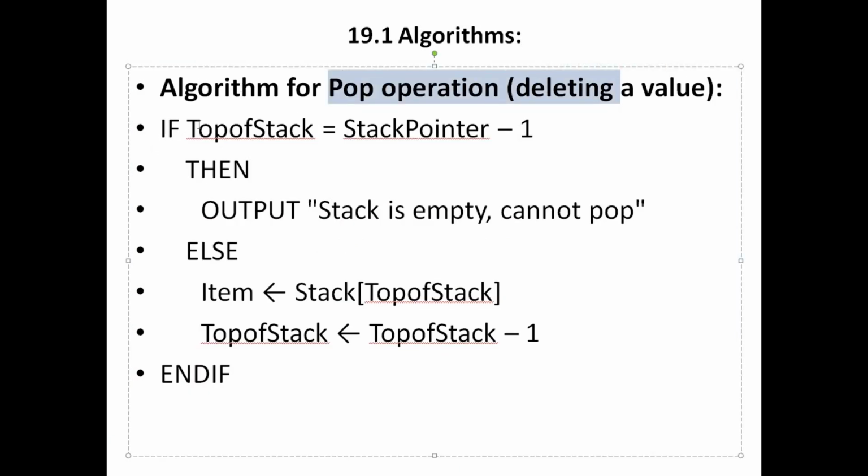For the pop operation, first of all, you check top of stack. If top of stack is equal to stack pointer minus 1, then you say, sorry, stack is empty, cannot pop, because that would mean top of stack would be minus 1. Else, item would be whatever is at the top of stack, you put it in item and then you decrease top of stack by 1.